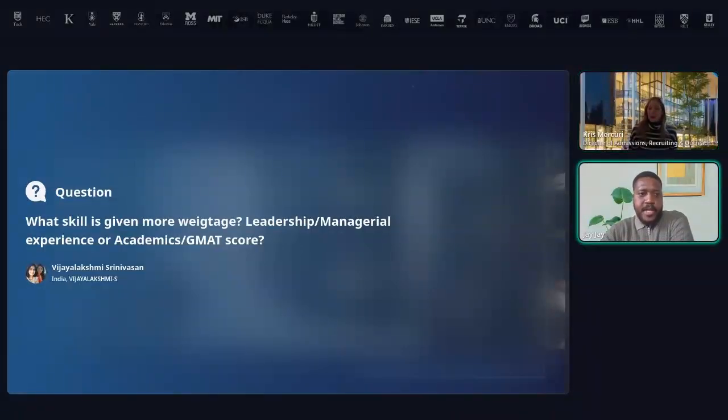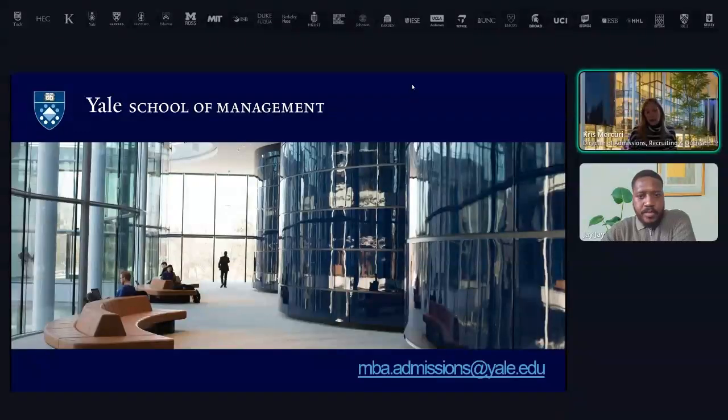Great. So Vijay Lakshmi is asking, what skill is given more weightage, leadership or managerial experience, or academics/GMAT score? There's no weighting in our review. There's no formula in our admissions process. So some candidates are going to be stronger on the academic side. Some candidates are going to be stronger on the work experience side. And that's great. Both of those people can be admitted.